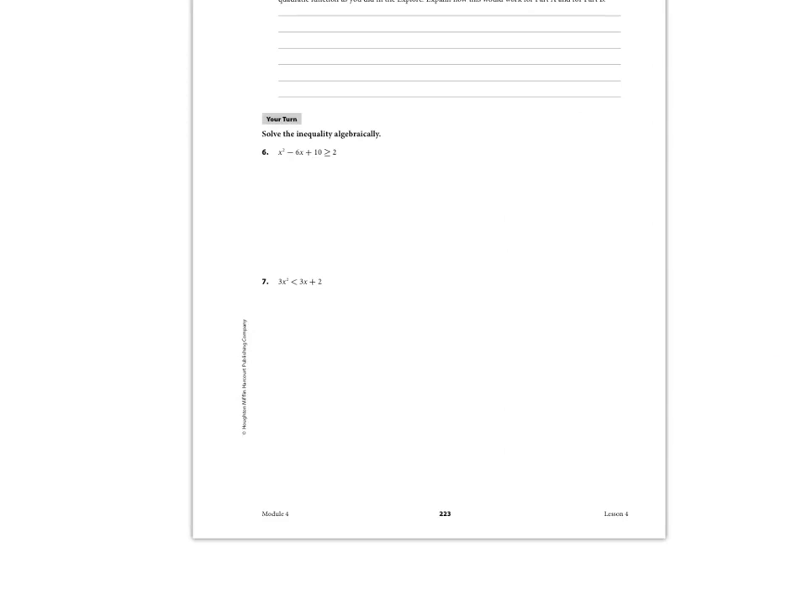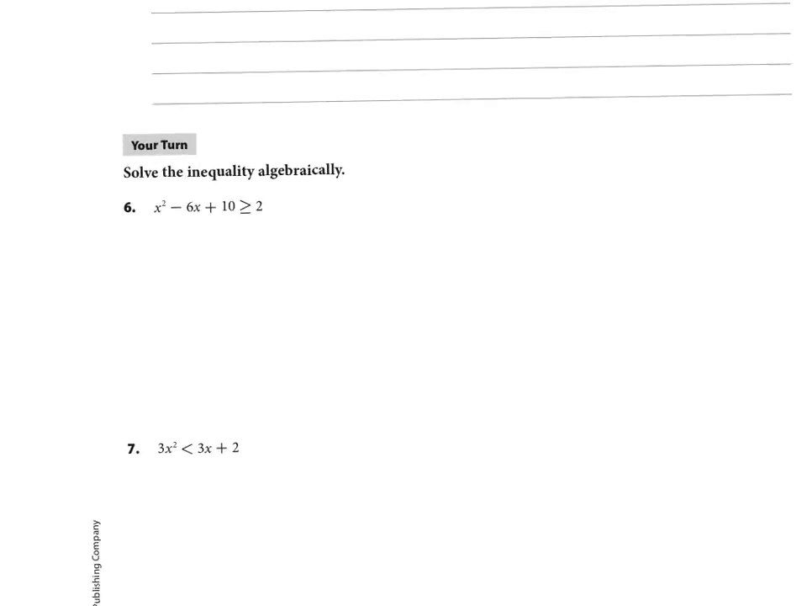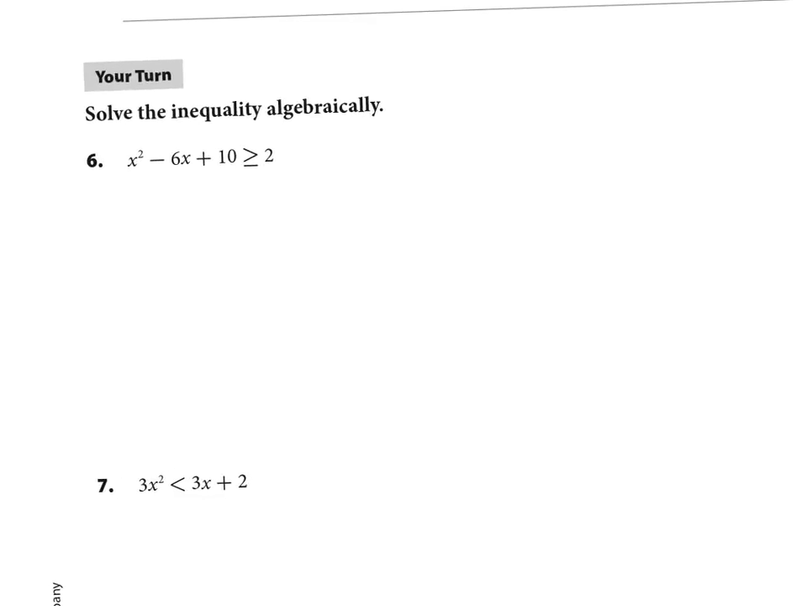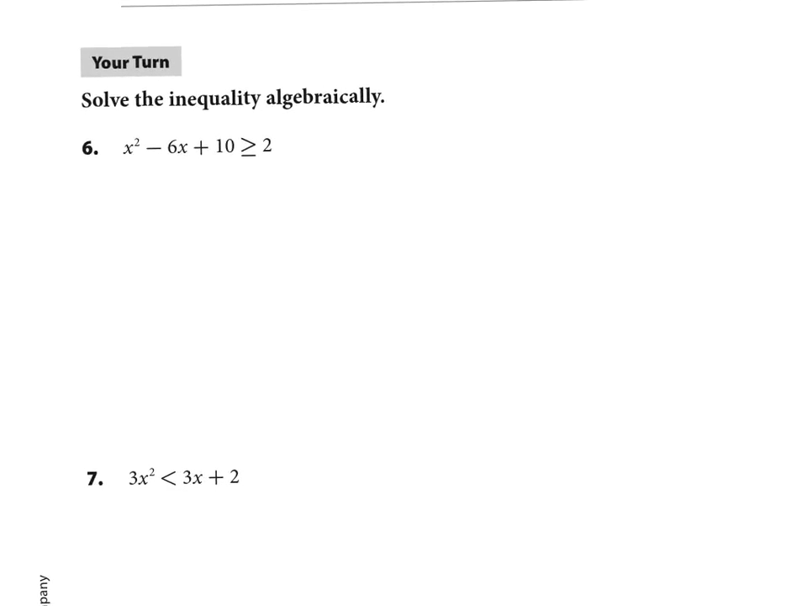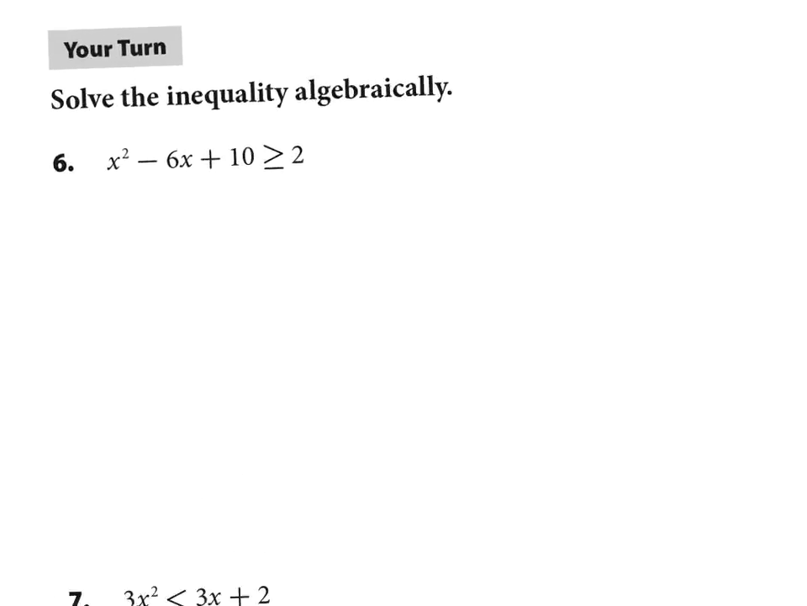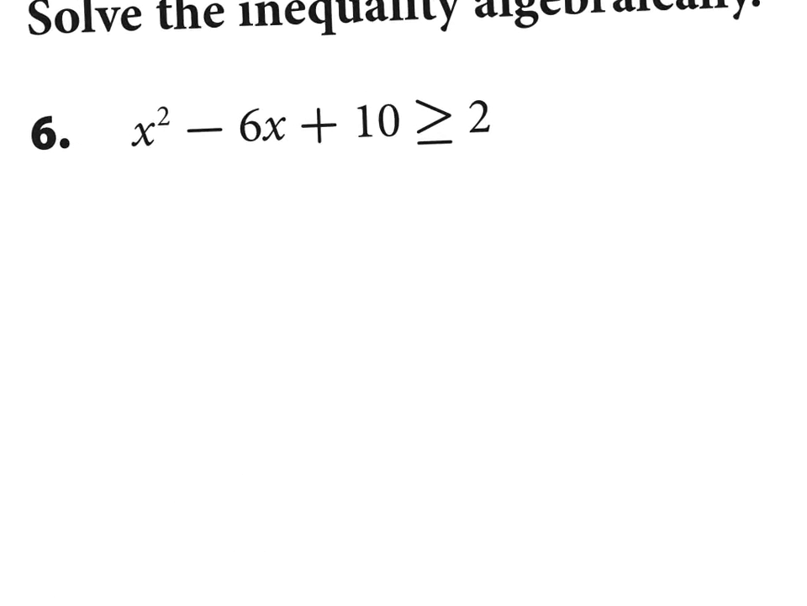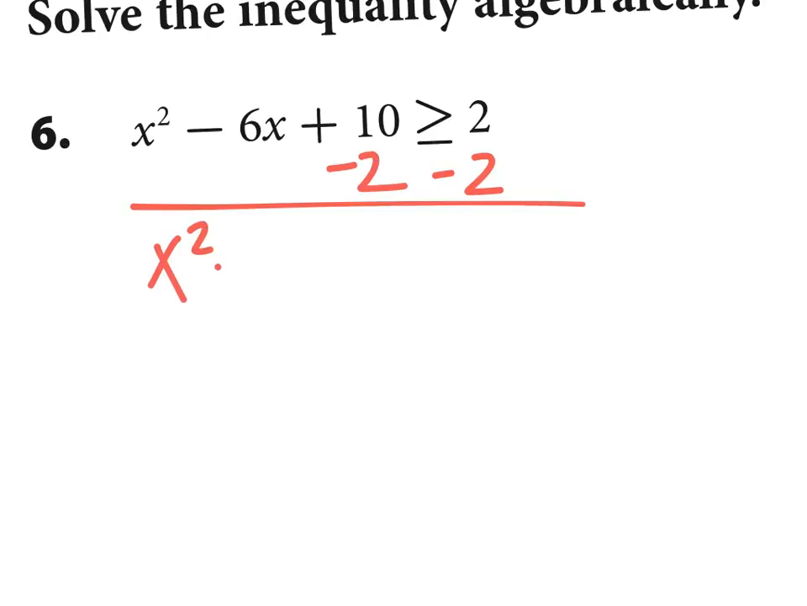Let's look at problem 6 on page 223. So I have x squared minus 6x plus 10 is greater than or equal to 2, I apologize. What is the very first thing I need to do here? I need to subtract the 2 because I need to get that to equal 0. So I end up with x squared minus 6x plus 8 is greater than or equal to 0.